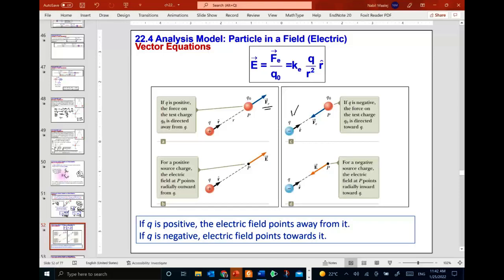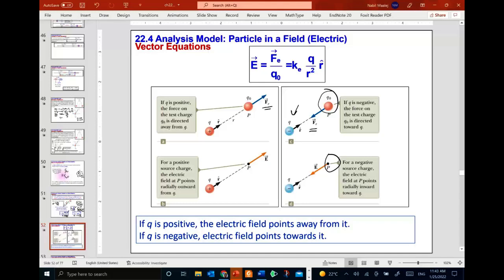Now, if this charge is negative, however, now if you bring a test charge Q0 close to it, there will be a force of attraction. Negative and positive charges attract each other. So this is the force of attraction. And in this case, the electric field, you can see, is in the same direction as the force, because it's a positive test charge. So the electric field is pointing towards the source. So we can say as a general rule, if the charge is positive, the electric field that it creates is pointing away from it. If the charge is negative, the electric field that it creates is pointing towards it.